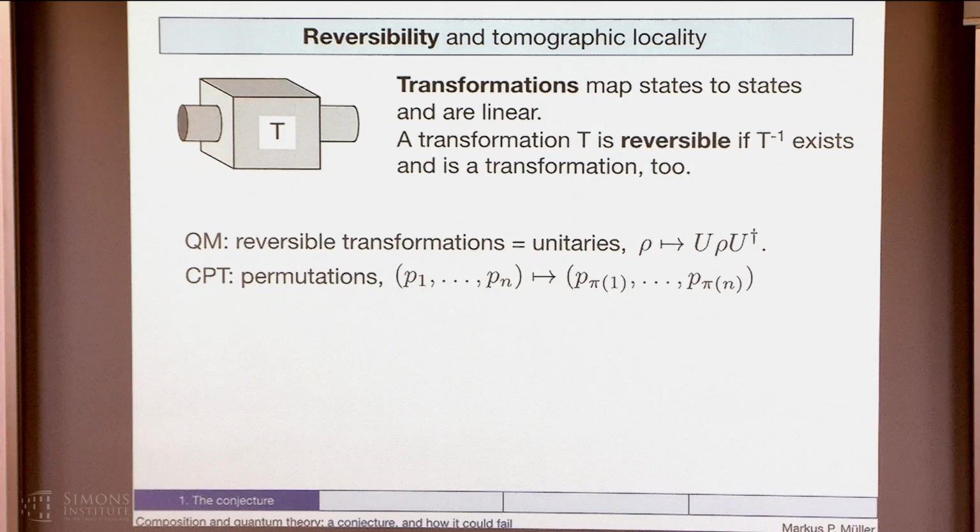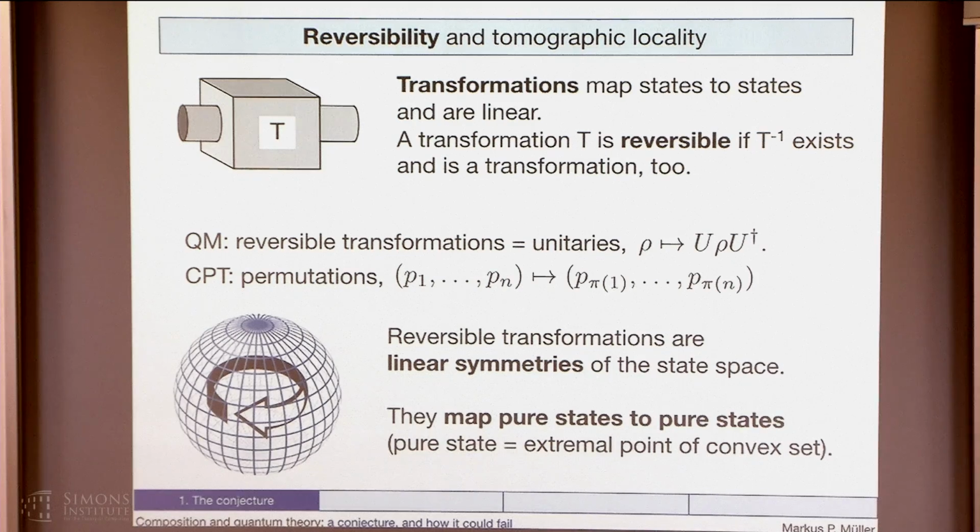So in quantum mechanics, these would really just be the unitaries. You take a density matrix, you conjugate it with some unitary matrix. In classical probability theory, you basically take your probability vector and you permute the entries. These are the classical reversible transformations.